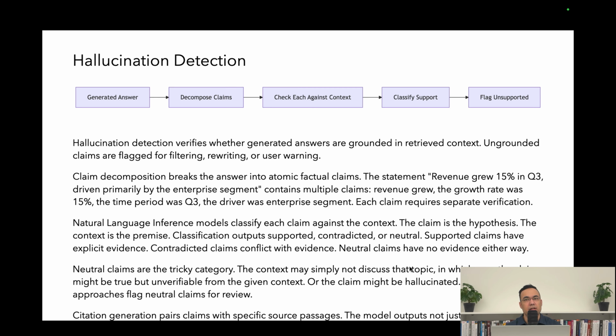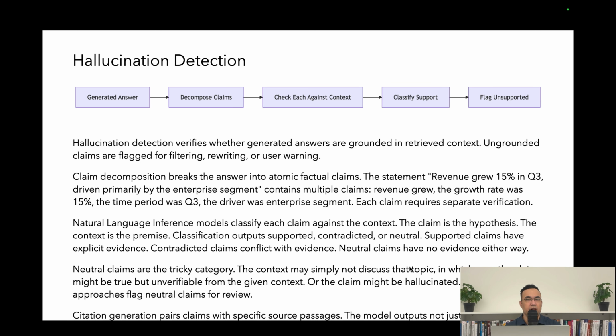Citation generation pairs claims with the specific source passages. The model outputs not just the answer but which chunks support each claim. Pipeline integration options include post-generation filtering, where ungrounded answers are blocked or regenerated; rewriting, where the model revises the answer, removing ungrounded claims; and user-facing indicators, where confidence scores accompany the uncertain claims.